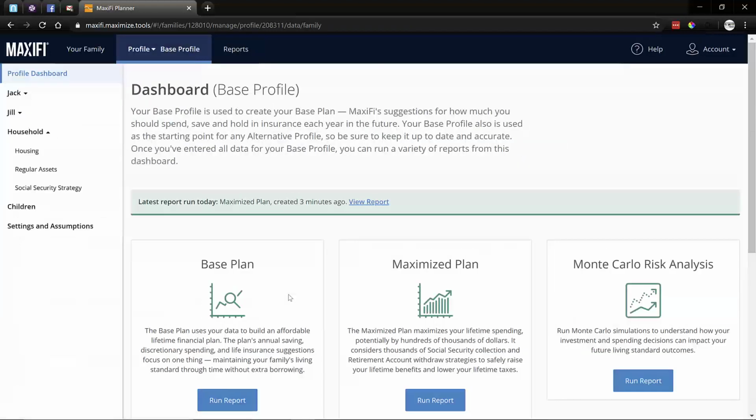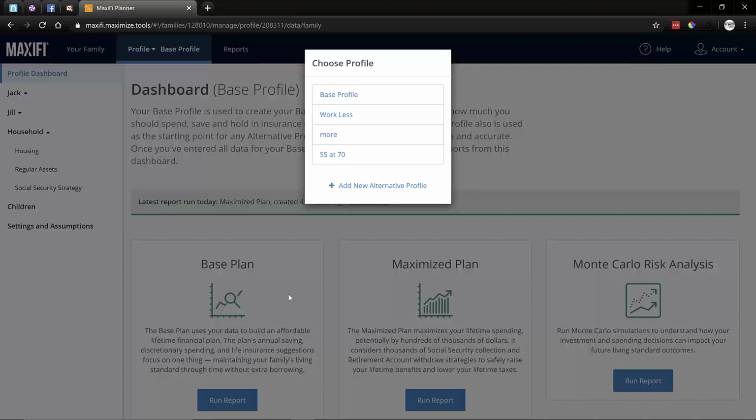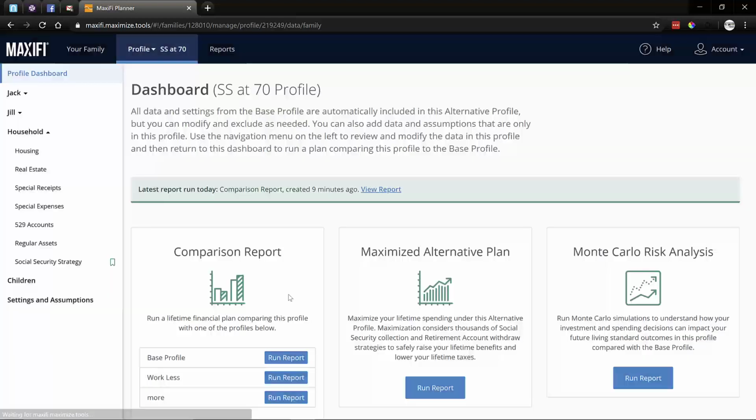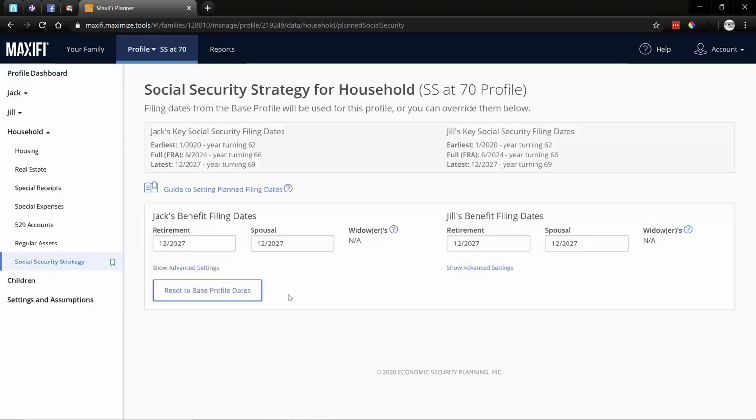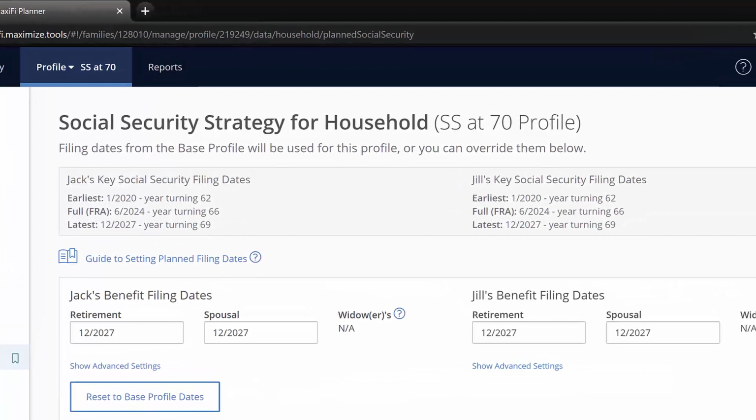The first thing I'm going to do is create an alternative plan that is just like the maximized plan that we just looked at. So I created an alternative plan called SS at 70, and the only thing I changed here was their benefit strategy dates. I set them to 12/2027, which is their date for their latest Social Security benefit start date.